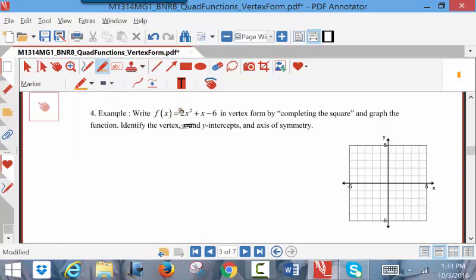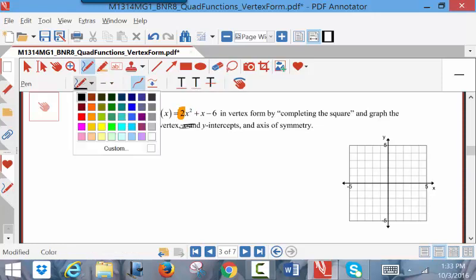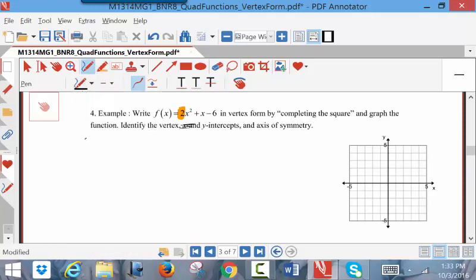Get rid of it. That one, right? That lovely 2 right there wants to make things difficult. All right, so here we go. Y equals 2x squared plus x minus 6. Oh, that 2 is bad. It's really bad in this case.